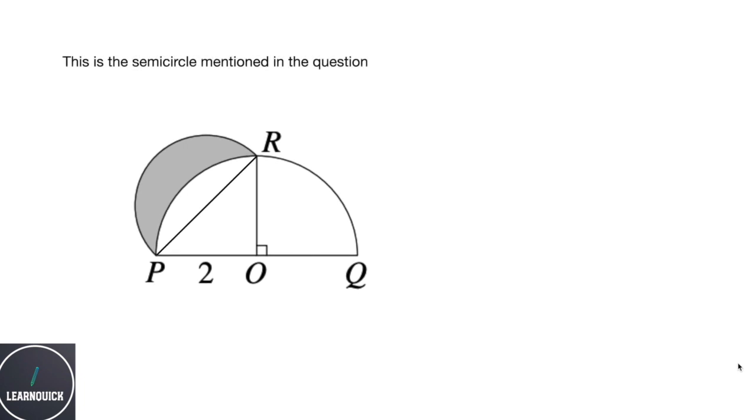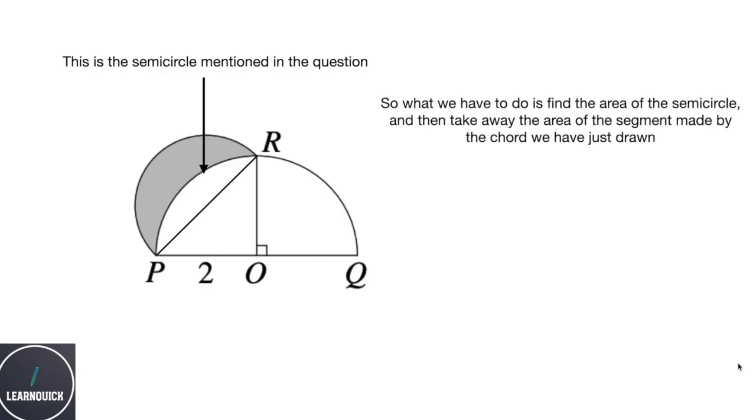So this is the semicircular arch mentioned in the question. What we have to do is find the area of the semicircle and then take away the area of the segment made by the chord that we have just drawn. So this is the chord, and basically we have to find the area of this semicircle and take away this piece to get only the shaded area.